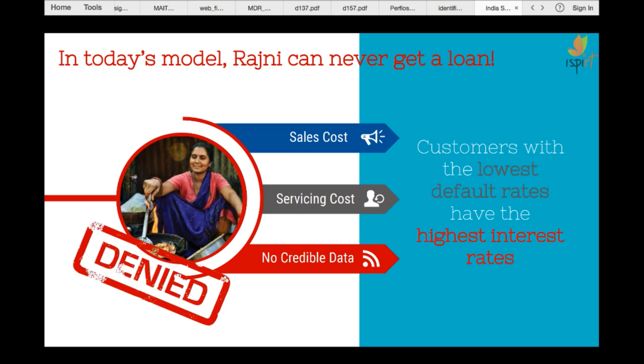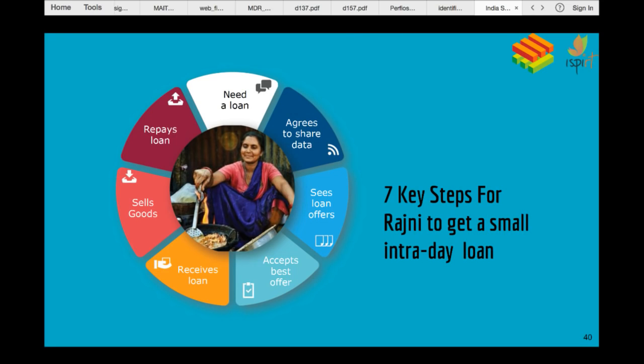But with the India Stack, all of these problems are easy to solve. So we just reimagine how it works. So if Rajni were to say she needs a loan, 6 in the morning before going to the vegetable market, she says that. She agrees to share data about herself. She sees loan offers. She accepts the best offer, receives the loan, sells her goods, and then at the end of the day, she repays the loan. If she's able to do this entirely from her smartphone, then we are done.